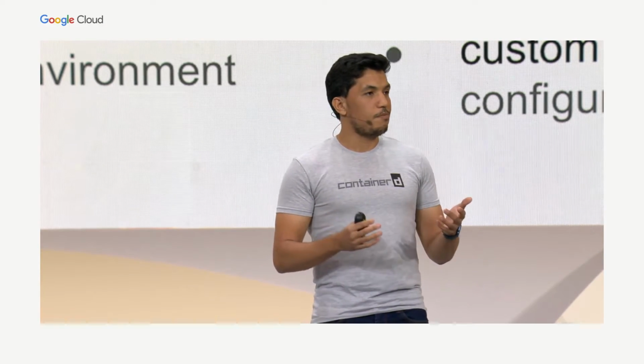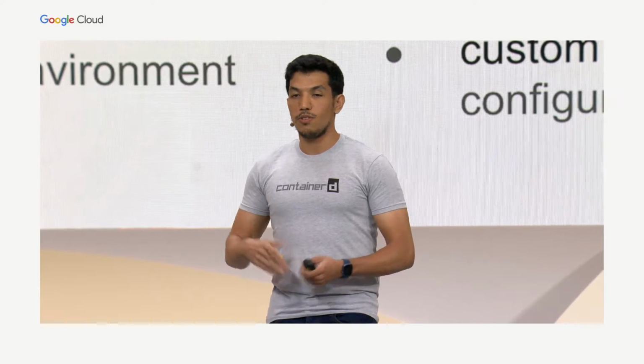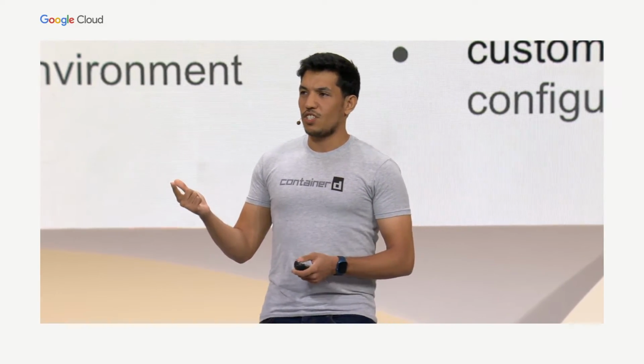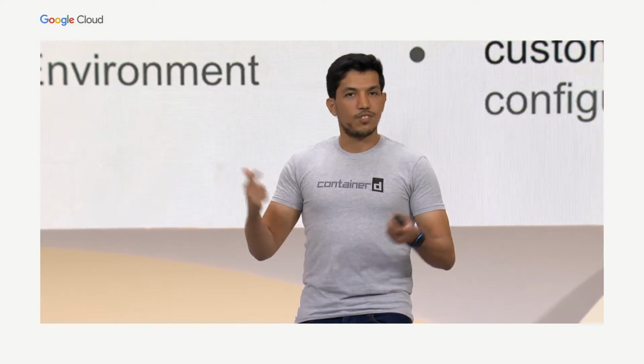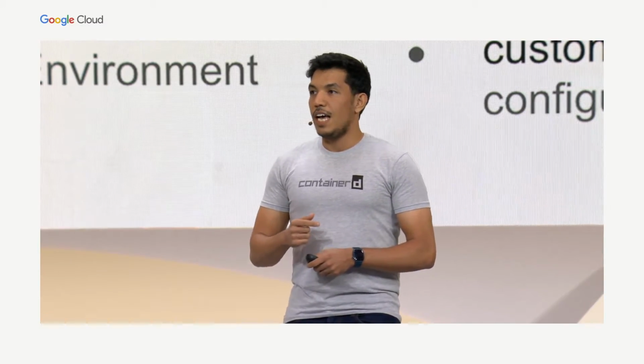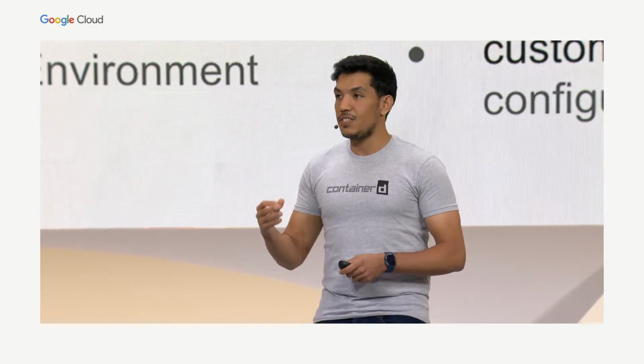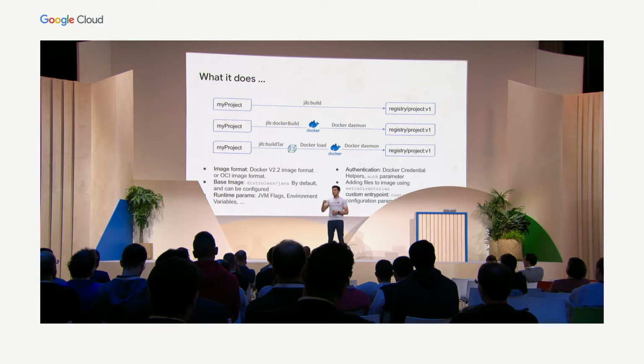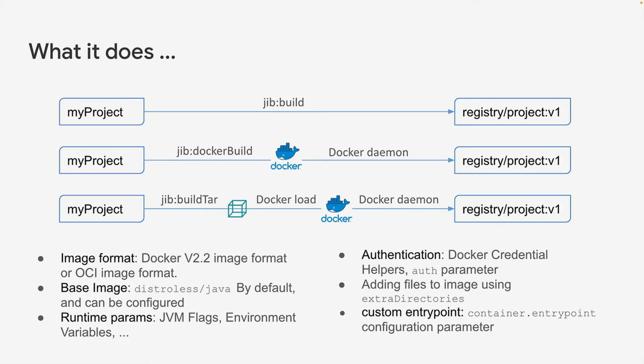And Jib is really customizable, really configurable. You can configure anything you want, your base image. I forgot to mention that it generates an OCI-compatible format, so that's why you don't need to have a Docker daemon. It has three major goals. The first one is Jib build, or Maven Jib build if you want. It basically builds an image and pushes it to a remote registry. If you want to cache your image locally in your Docker daemon, you can use dockerBuild. And if you want to generate a tar file, then you can do that with buildTar.